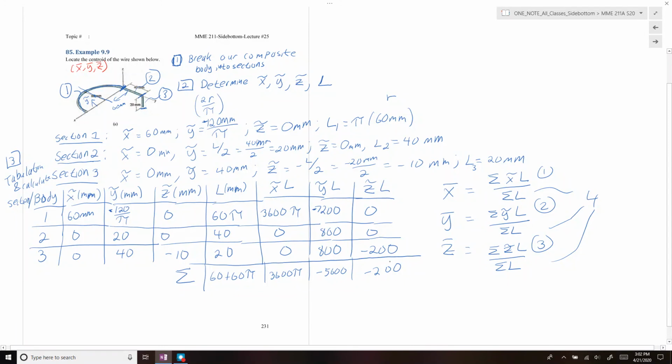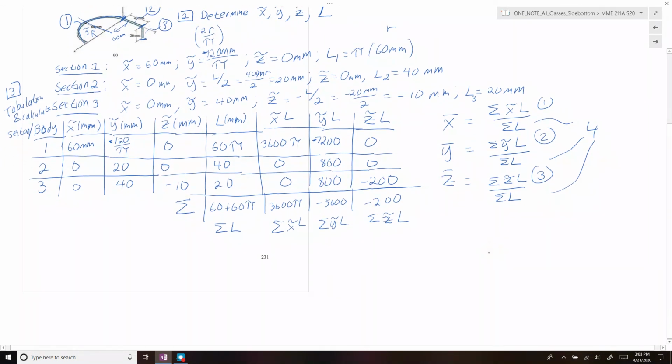Alright, just to reiterate: the left column is the sum of all of our lengths. For the second column, we have the sum of all of our x tilde L's. For the next to last column, we have the sum of all of our y tilde times L's. And for the last column, we have the sum of all of our z tilde times L's.